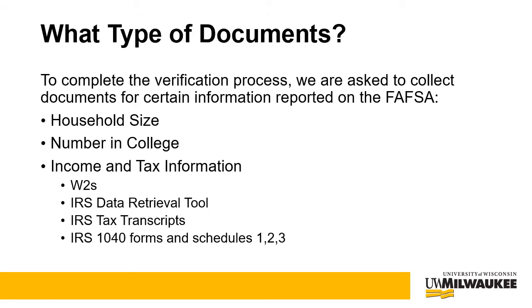While this list is not all types of documents we may request, these are the most common. The verification worksheet will capture the household size, number in college, and how income and tax information will be provided to us. Take a moment here to think about your income and tax status for 2019, and as mentioned earlier, gather any needed documents that might help provide answers on the worksheet.